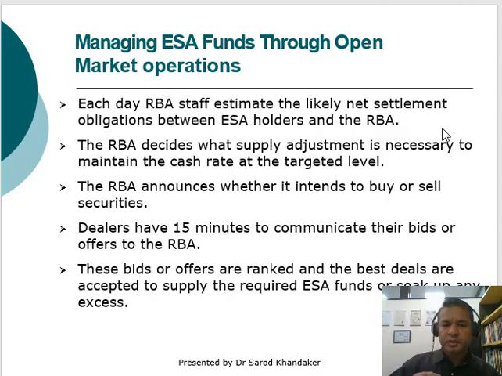When the RBA buys or sells securities, the dealers will have 15 minutes to communicate their bids or offers to the RBA, and then these bids or offers are ranked and the best deals accepted, to supply the required exchange and settlement account funds or soak up the excess money from the market. Now this is how the RBA maintains the money supply through the exchange and settlement account in the open market.